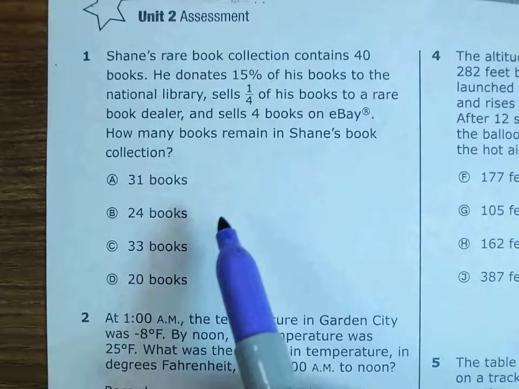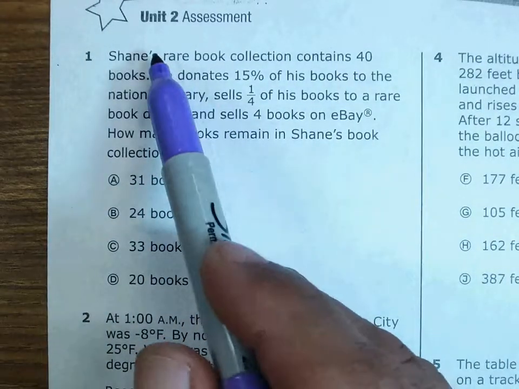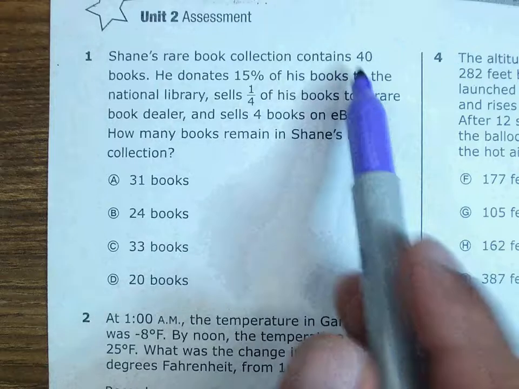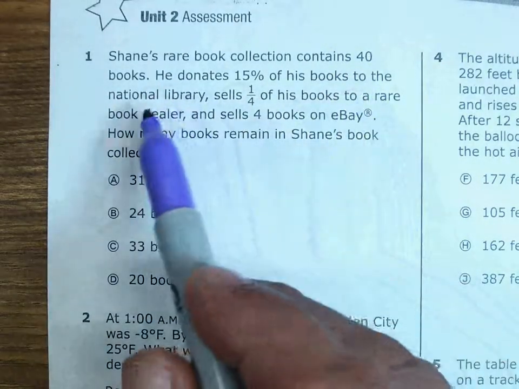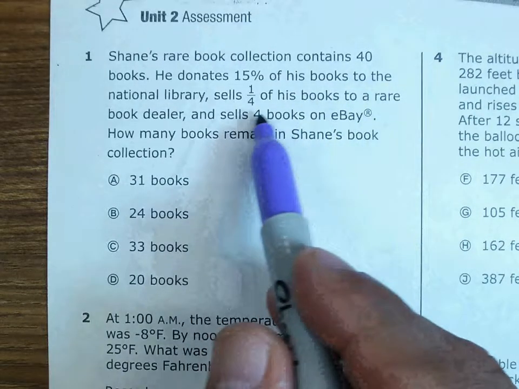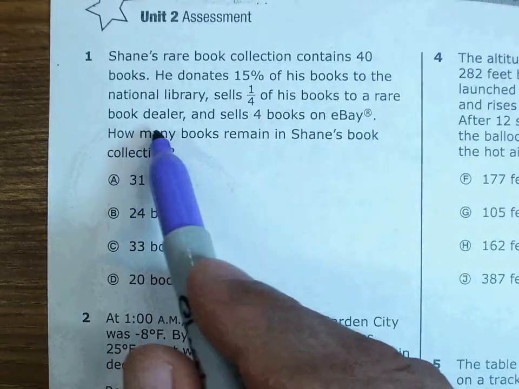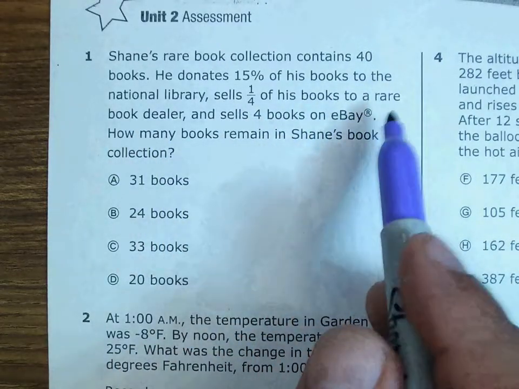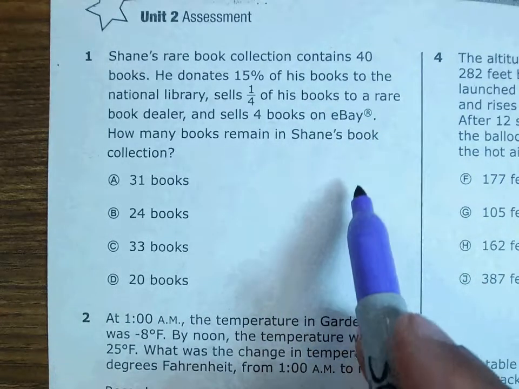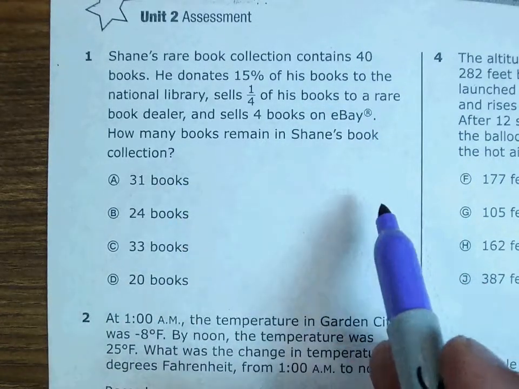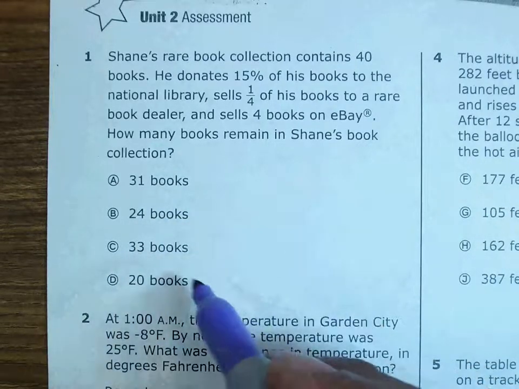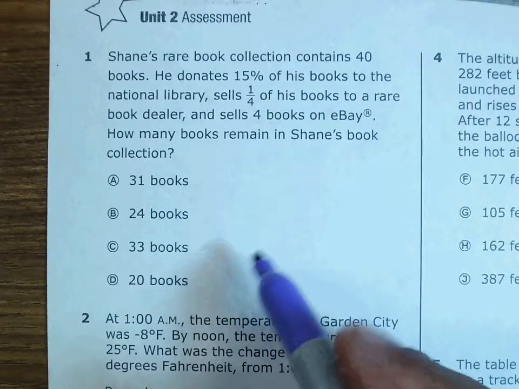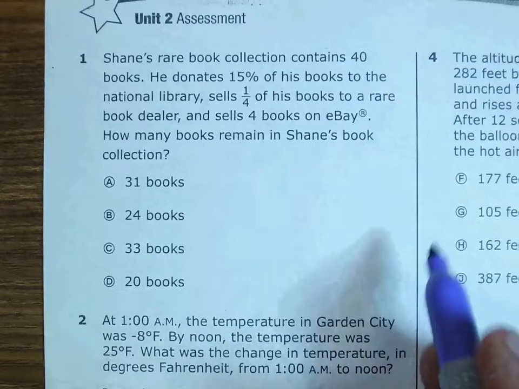So let's get started. It says, Shane's rare book collection contains 40 books. He donates 15% of his books to the National Library, sells 1/4 of his books to a rare book dealer, and sells 4 books on eBay. How many books remain in Shane's book collection? A says 31 books, B says 24 books, C says 33 books, and D says 20 books.